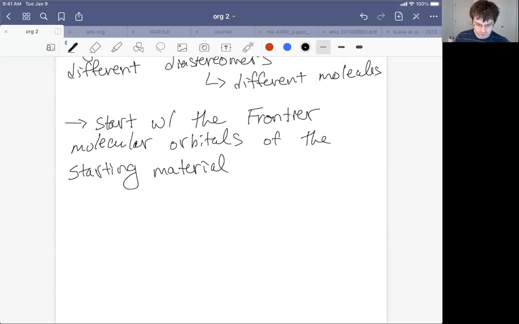So what I want to do is consider the frontier molecular orbitals of the starting material. The starting material is this pi system. I made sure to draw this central alkene as Z. I screwed that up last time. I think in the past I've screwed that up also. Anyway, neither here nor there.